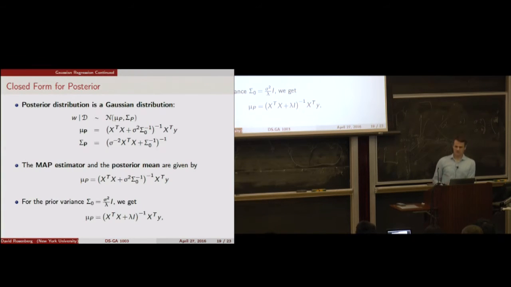Now, let's make that connection to what you found so familiar explicit. So if the prior variance is sigma squared over lambda times I, where I is the identity matrix, then the posterior mean is exactly this expression, which is exactly what we get from ridge regression, right? Where lambda is our regularization parameter. So that's an interesting connection.